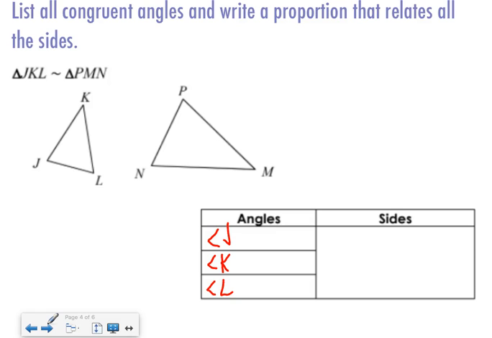So what angle is angle J congruent to? N. Just remember, first letter goes with P. Oh, first letter, they match. Angle K matches angle M. And angle L goes with angle... beautiful.